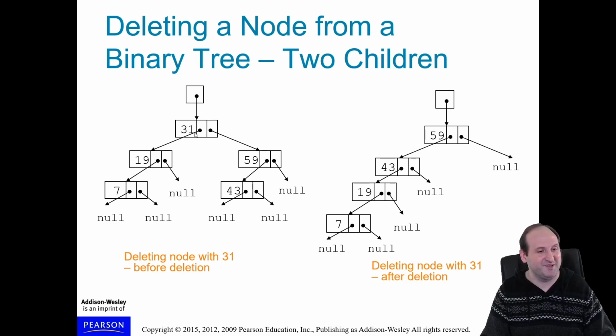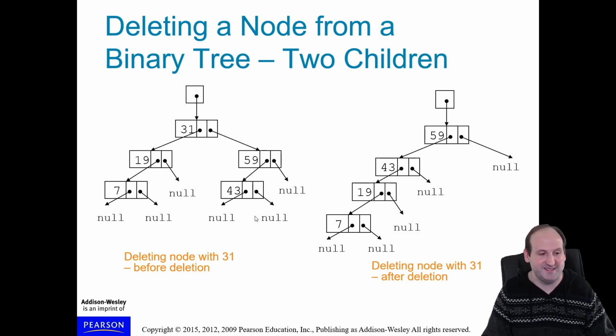The 31 is going to go away, but the right child is going to be deleted, but then we have to adjust all the linkages underneath it. In this case, the 43 needs to go to my left, and so the 59 becomes the root, 43 comes below it, and then we know that the 19 needs to hook into the 43.